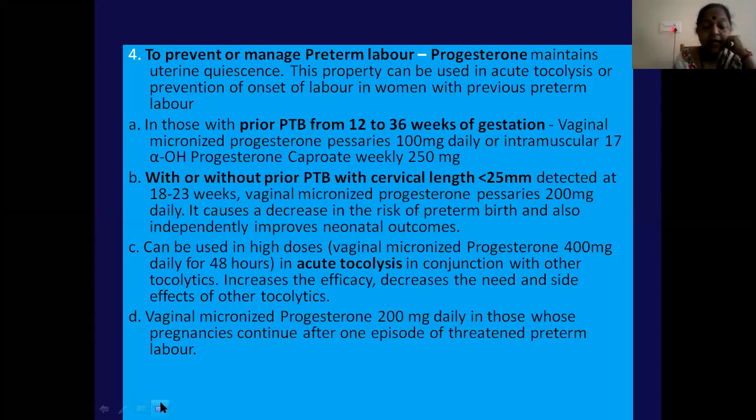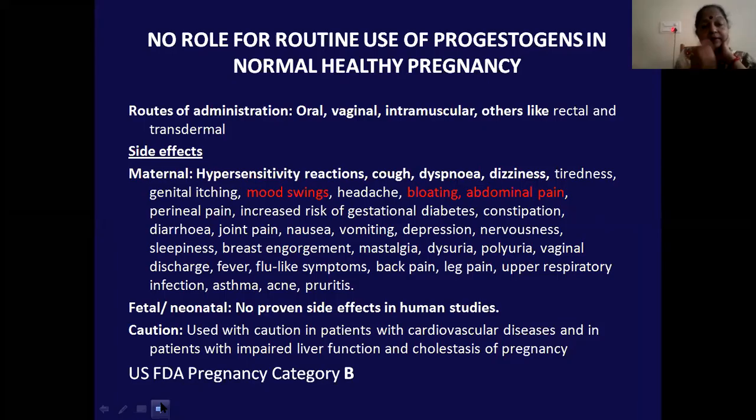So there is certain evidence that in twin gestation only, you cannot give progesterone. But if it is associated with a shortened cervical length, less than 25 millimeters, detected at 18 to 23 weeks, you can supplement these women with vaginal micronized progesterone. So these progesterones are very effective, but there is no role of routine use of progestogens.